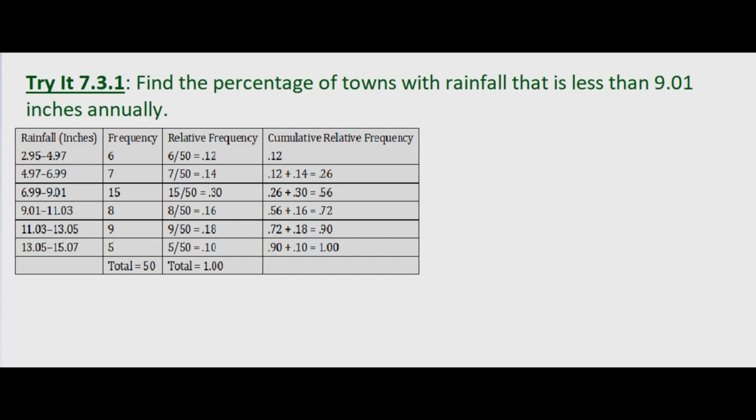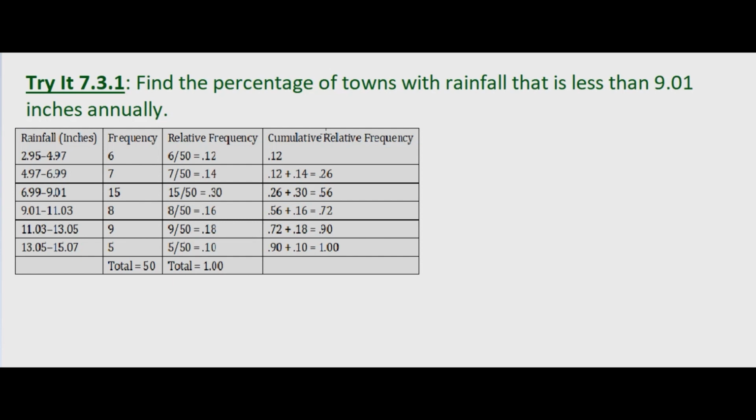In this problem, we're asked to find the percentage of towns with rainfall that is less than 9.01 inches annually, and we're given a table that includes intervals of rainfall in inches, their frequency, relative frequency, and cumulative relative frequency. And because of how in-depth the table goes, there are several ways that we could approach this.